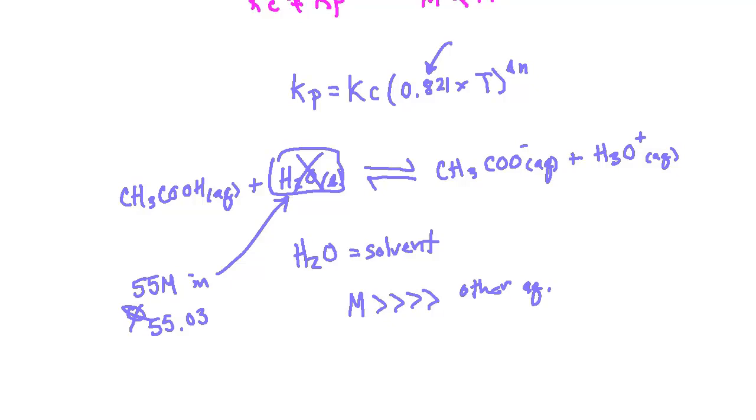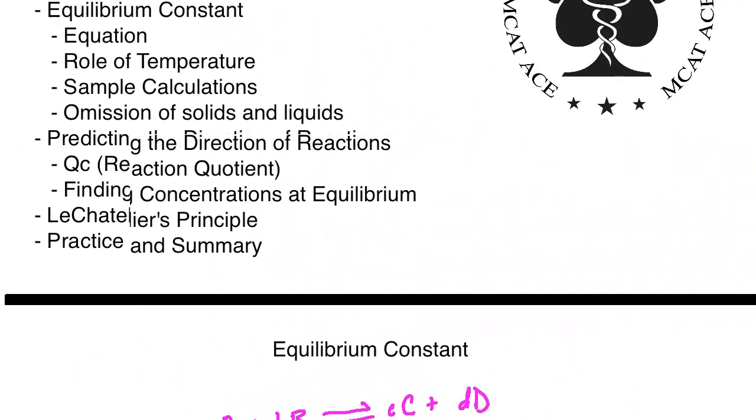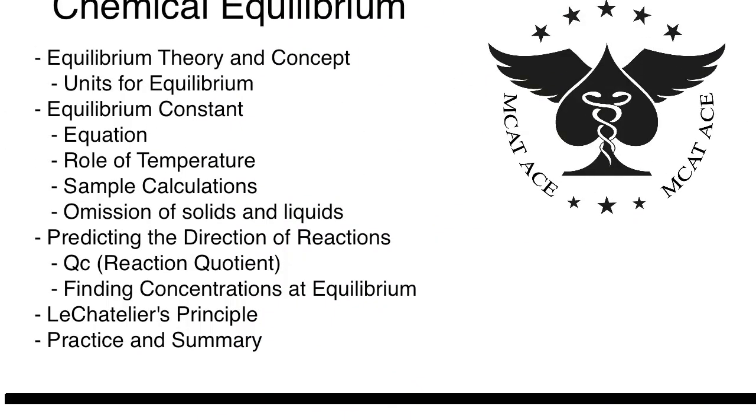All right, so that is the equilibrium constant with a couple examples that we've looked at here. So we've talked about the equation. We've discussed the role of temperature. Temperature is the only thing that can change the actual value of Kc. And we looked at some sample calculations. Now, what we're going to want to do is actually look at values now with these sample calculations. And we also just discussed why we omit solids and liquids.